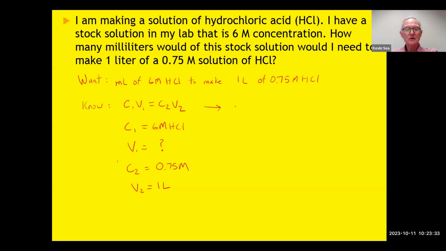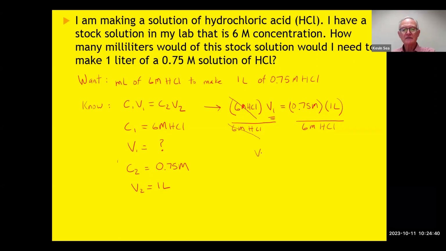So let's set up our equation with C1, 6 molar HCl, times V1, that's our unknown, equals 0.75 molar times 1 liter. So that's our equation, and now we're going to solve for V1. If I want to isolate V1 on one side of the equal sign, one way to do that would be to divide both sides by 6 molar HCl. Now I can cancel 6 molar HCl on the left in the numerator and the denominator, and I've got V1. I can also cancel molar, and actually I should say this 0.75 should have been molar HCl. So I cancel molar HCl on the right side in the numerator and in the denominator.